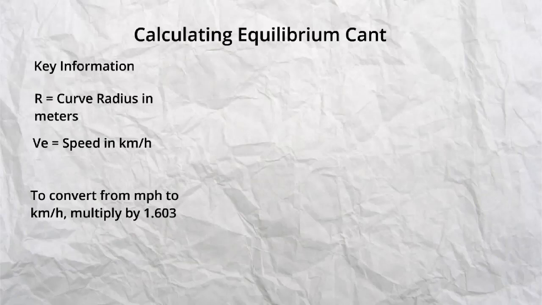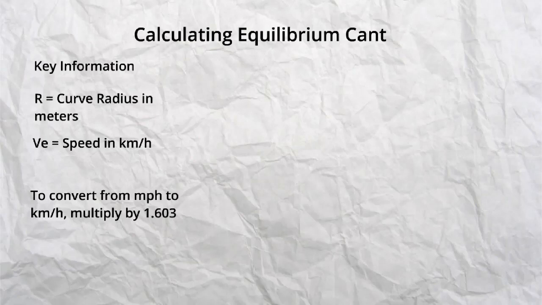In the UK, the speed will often be stated in miles per hour as standard. We need to convert this to kilometers per hour for this calculation. To do this, we multiply our mile per hour value by 1.603.